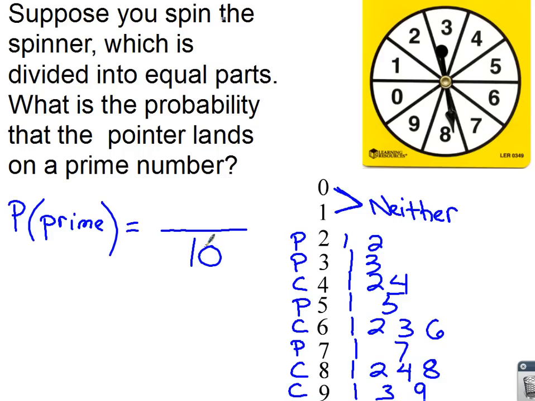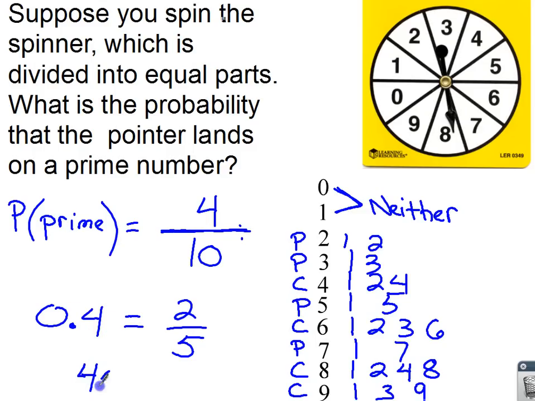And how many of them could occur? Well, the prime numbers, we have 1, 2, 3, 4 out of 10. And we are going to need to reduce that fraction to 2/5. What is 2/5 equal to as a decimal? Well, 4/10 is read as 4/10, so 0.4. If you didn't know that, you can take the numerator 4 and divide it by the denominator. And then for the percentage, move the decimal twice to the right. We've done a lot of that this year, and we should end up at a 40% chance.